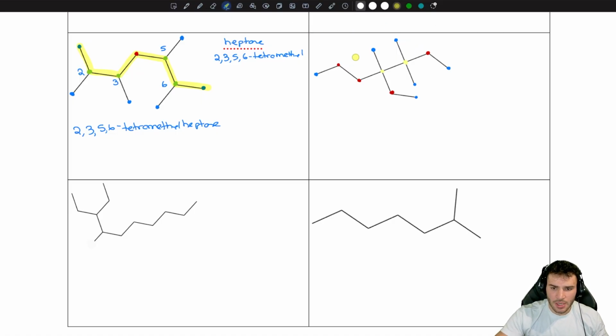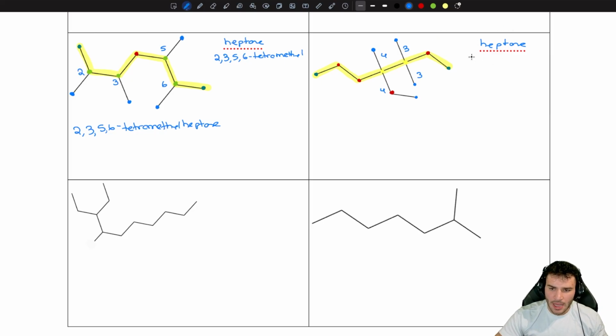And it looks like our parent chain should be 1, 2, 3, 4, 5, 6, 7. Yeah, that's definitely our longest chain. And so the name of that is heptane. I should ask you to try to name it on your own, but realize that our number should be 3, 3, 4, and 4.